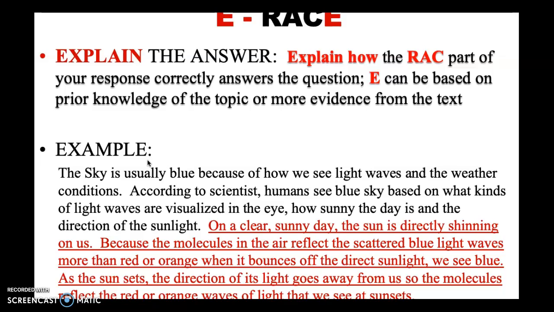On a clear sunny day, the sun is directly shining on us. Because the molecules in the air reflect the scattered blue light waves more than red or orange when it bounces off the direct sunlight, we see blue. As the sun sets, the direction of the light goes away from us. So the molecules reflect the red or orange waves of light that we see at sunset. That part down here is explaining all of the evidence I have gained. All the evidence gained is directed toward restating the question and answering it from the beginning.